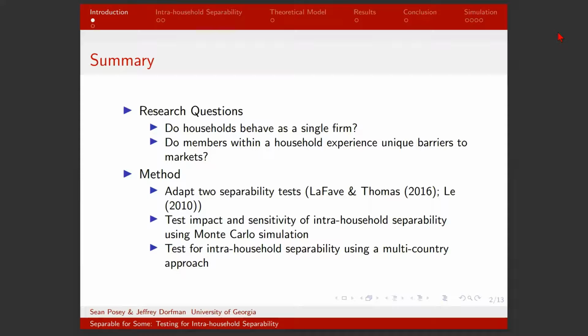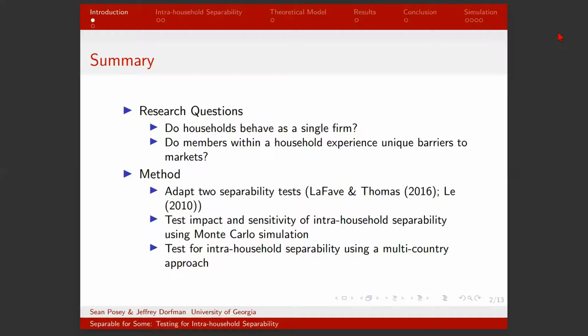The typical ag household model models the household as a singular firm. And a lot of the literature that looks at differences in production among different managers within households hints that that might not be true. And then the follow-up question is, do these unique firms, if they do exist in the household, experience unique barriers to markets?